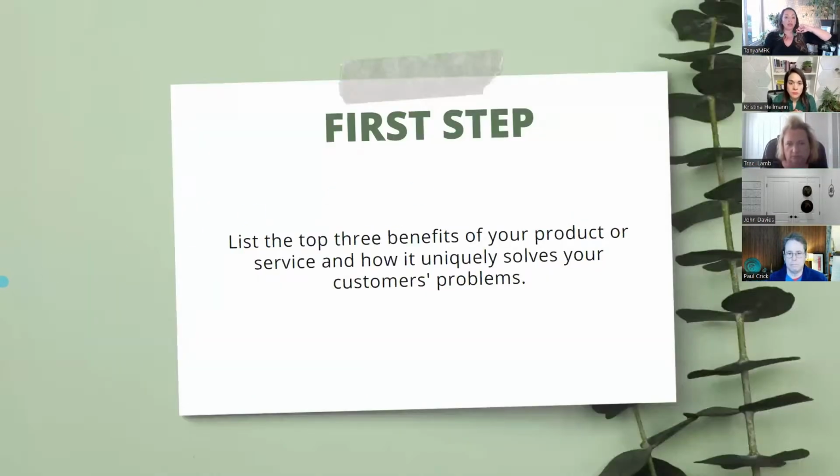What's the first step? I want you to list the top three benefits of your product or service and how it uniquely solves your customers' problems. Just try this exercise, right? And again, we're not doing them in session today because we've got a lot to cover, but take this home, wherever that is for you. Three benefits of your product or service and how it uniquely solves your customers' problems. That's why I want to have you try it out.